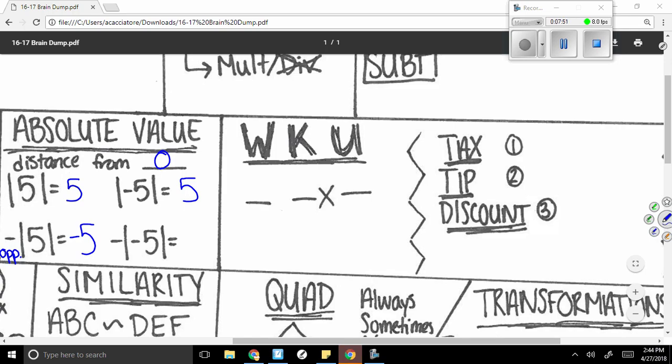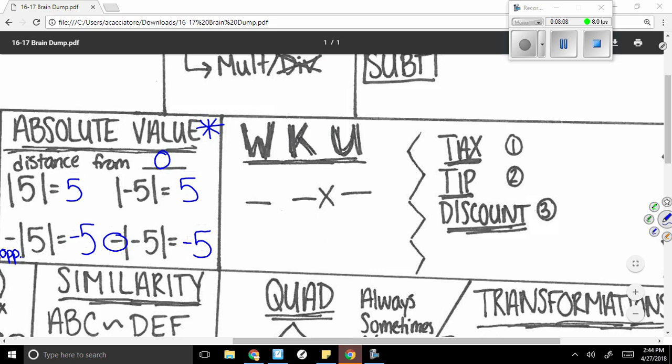Same thing here. As long as we have that negative on the outside, that tells us our answer should be the opposite. Now, going right back, sorry, absolute value is a no calculator section. So make sure you know those rules.